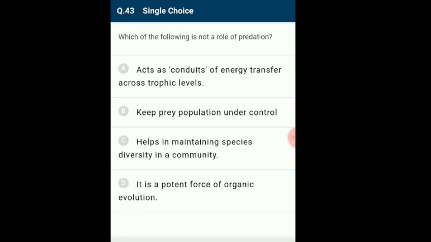Question number 43. Which of the following is not a role of predation? Predation is nature's way of transferring energy across trophic levels in the food chain. Predators also help in maintaining species diversity in a community by reducing the intensity of competition among prey species. It also keeps the prey population under control. So the answer is option D. It is a potent force of organic evolution. That is not a role of predation.